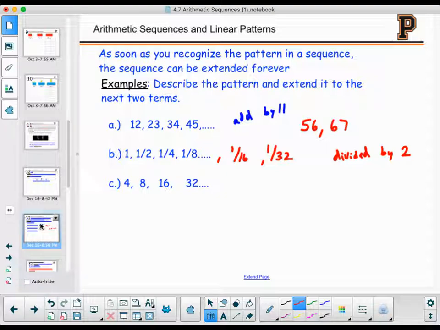And letter C, we go from 4 to 8, 8 to 16, 16 to 32. The numbers are being doubled. You guys probably have noticed. Next number would be 64, and then 128.